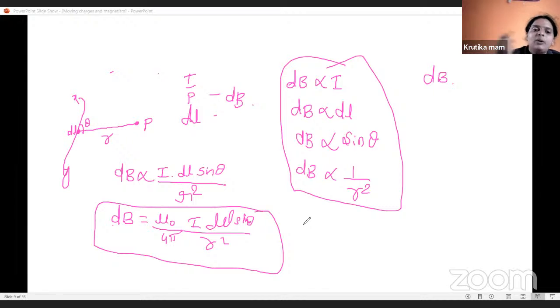We apply this law to a current loop. That is the derivation we are going to see today. Biot-Savart law is applied for the circular loop. There we have the derivation, which is very, very important for 3 marks. Okay.